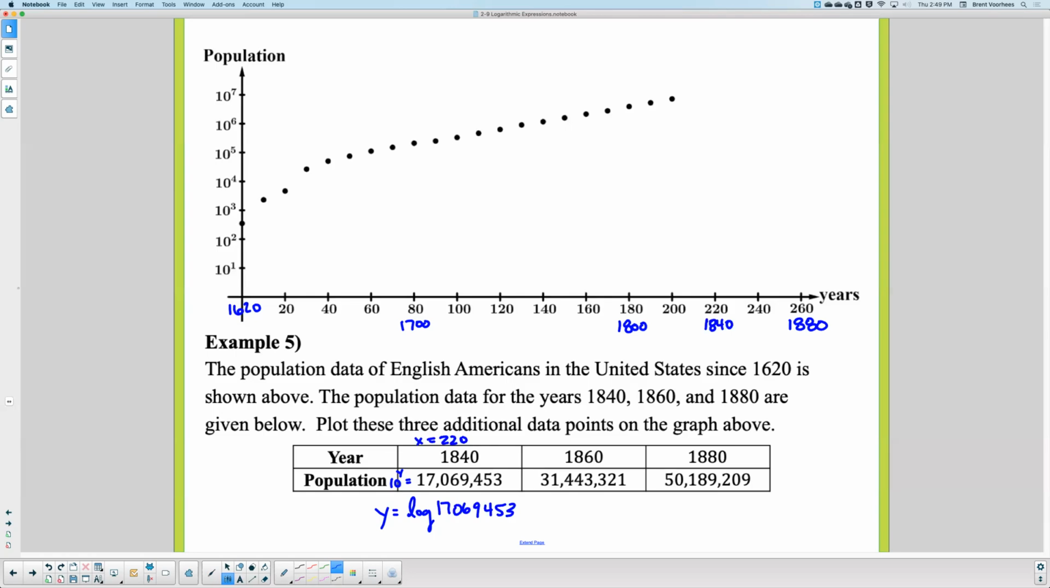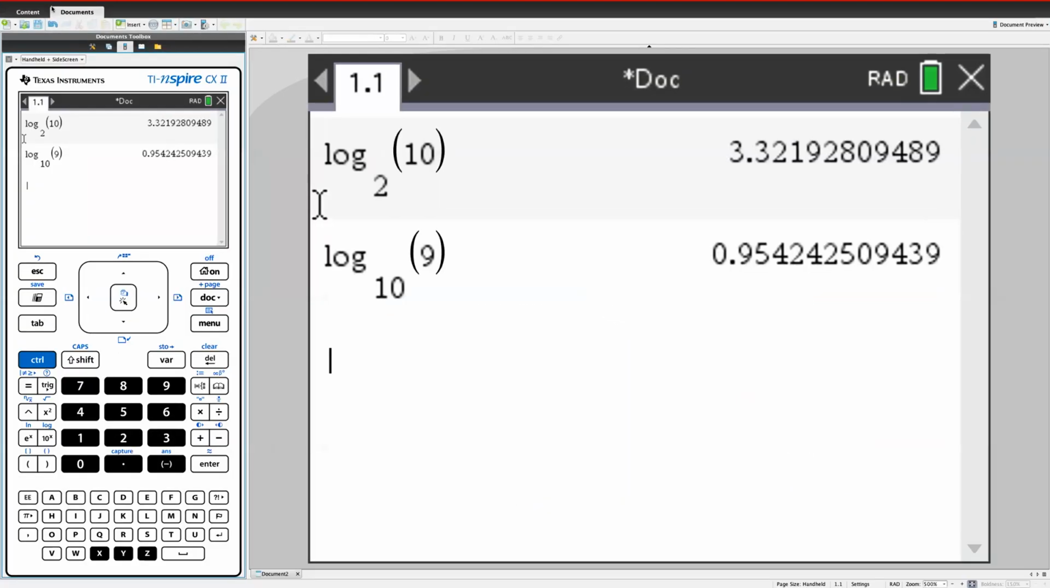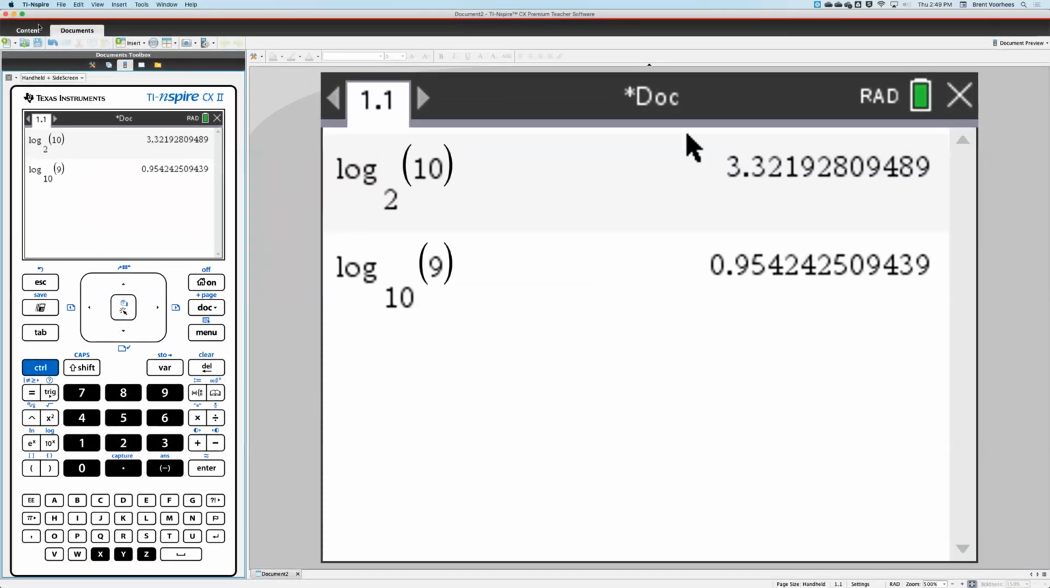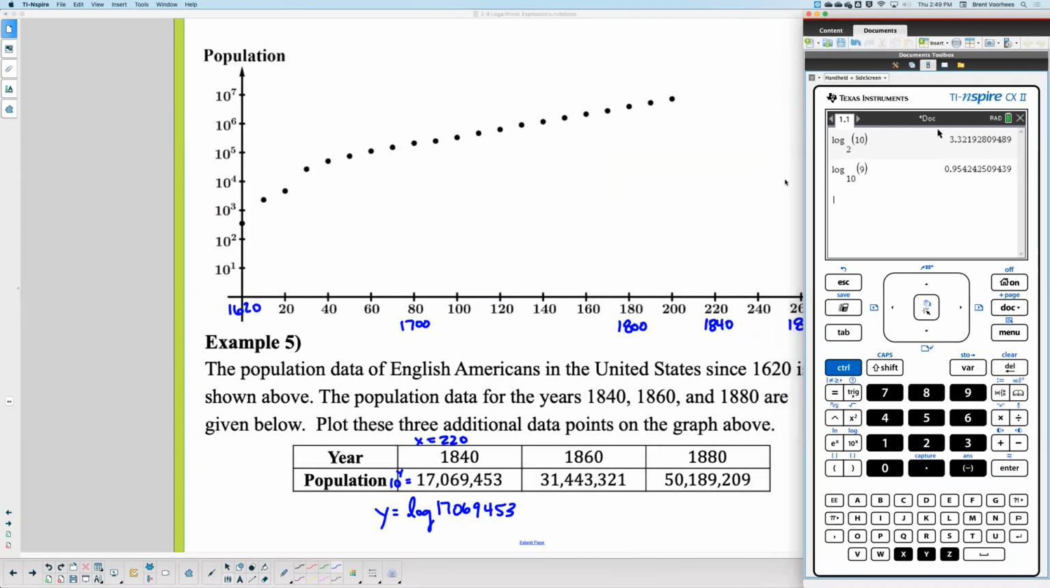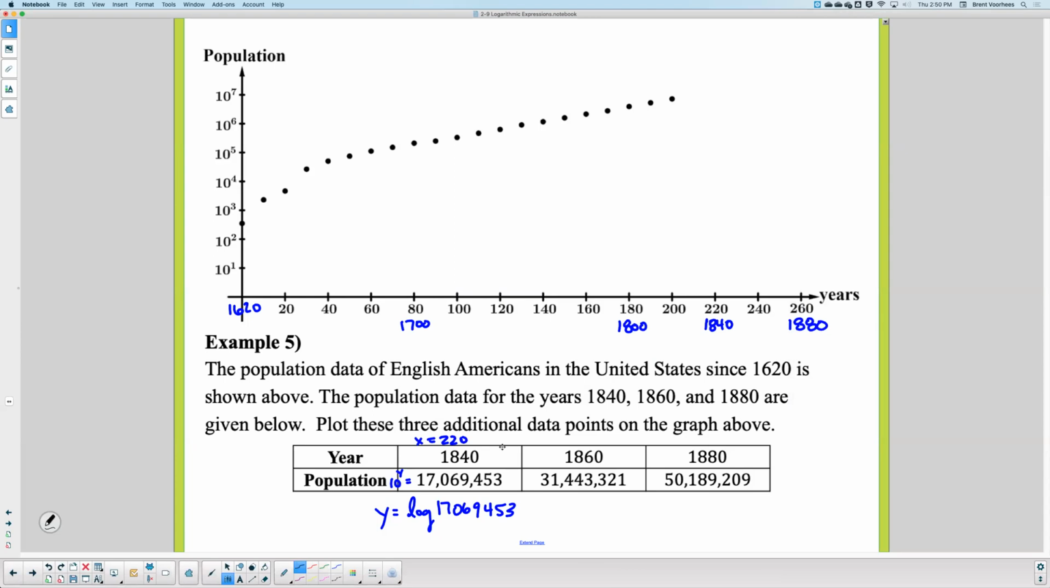Okay, so let's go to our calculator and find out where this value should be. So log of 17,069,453. You could skip a 10 or you could put a 10 there. Hit enter. Are you getting 7.23? Yes. Now that's the power I'm looking at. That was the y. 7.23. I'm going to put right here. Y is approximately 7.23, and that represents the power.